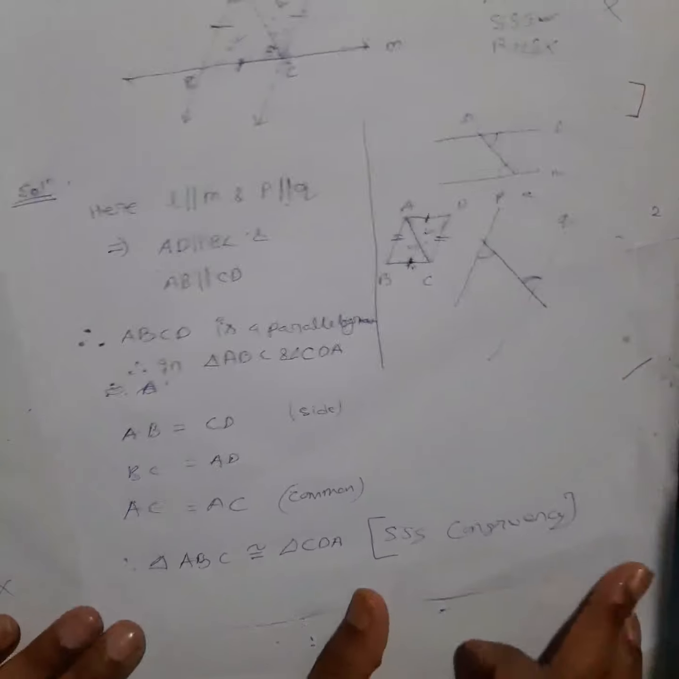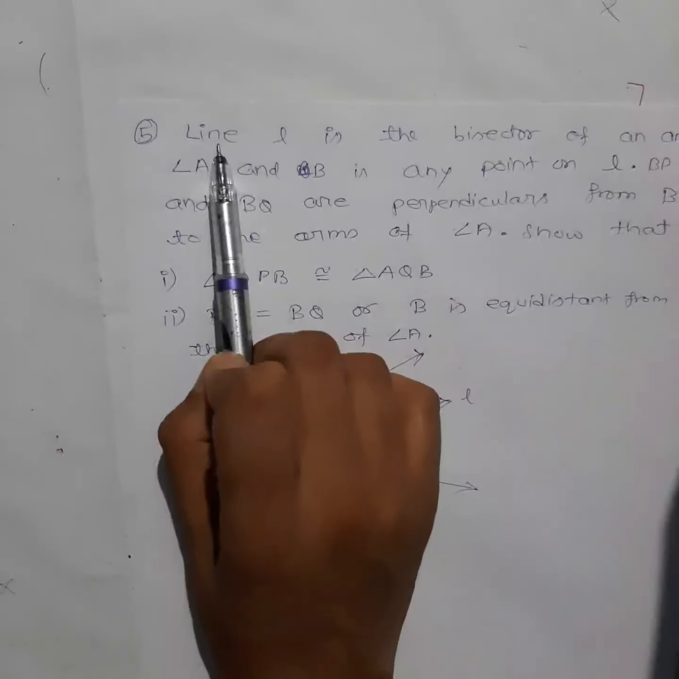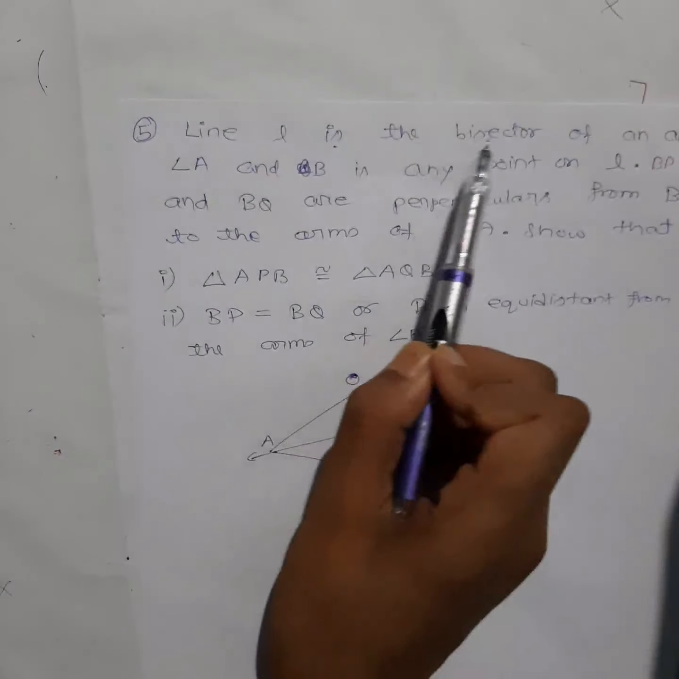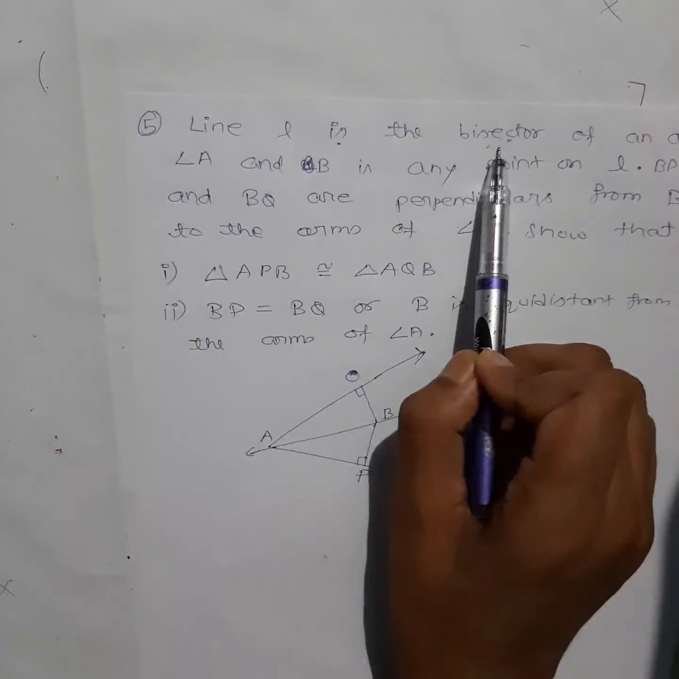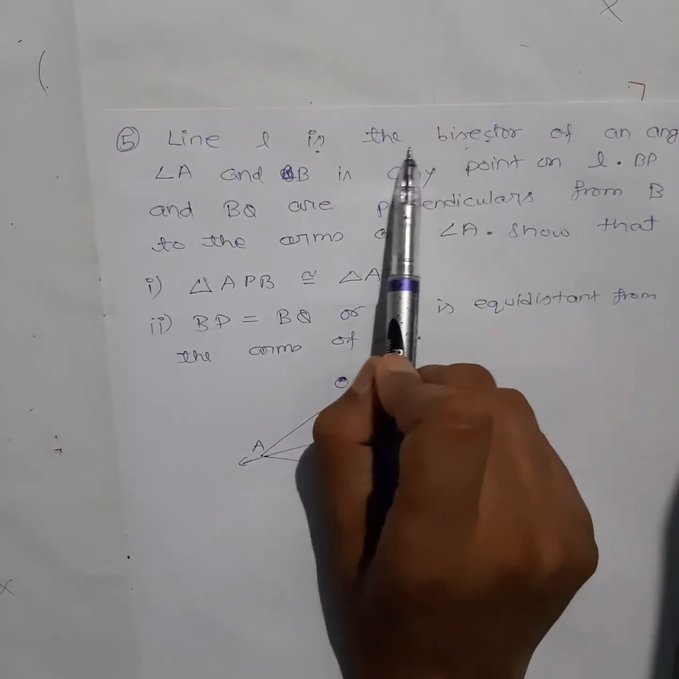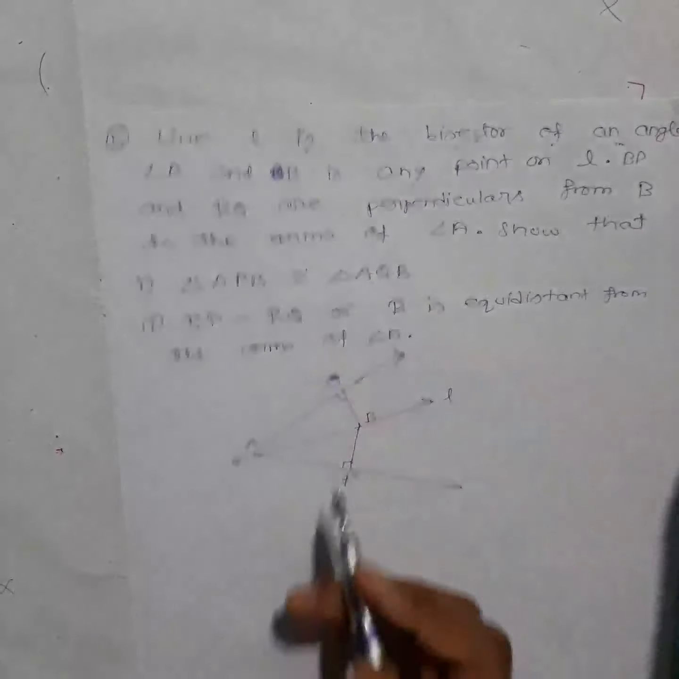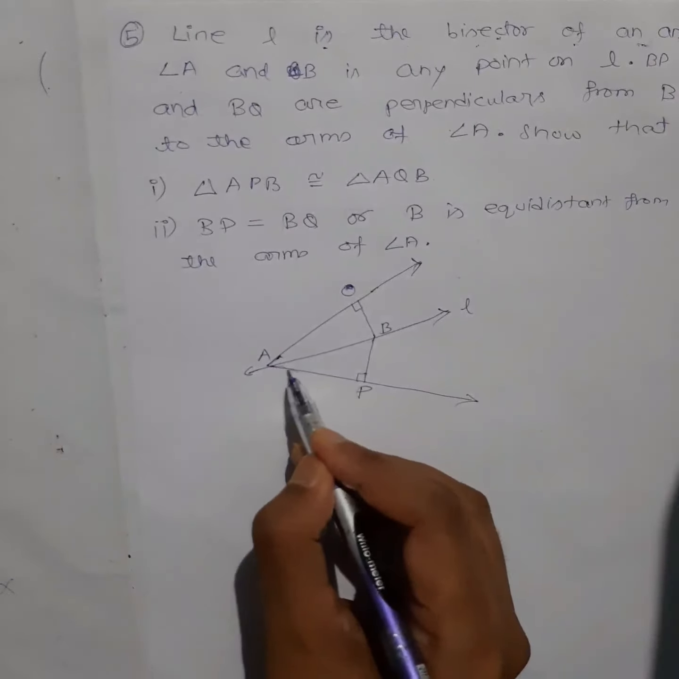Okay, simple question, right? So let's move to the next question, that is question number 5. What it says in question number 5: line L is the bisector. Remember, bisector means this line will cut from the midpoint, from the middle. Is the bisector of what? Angle A. So where is your angle A? This is your angle A.